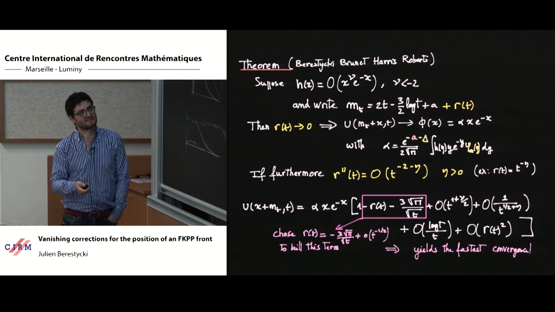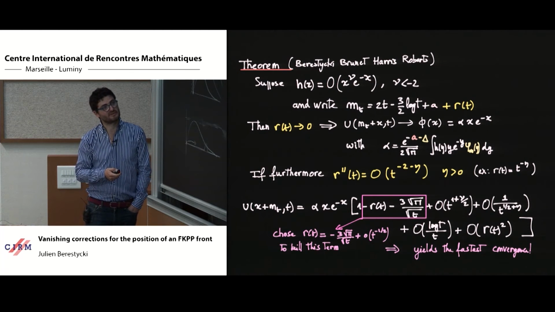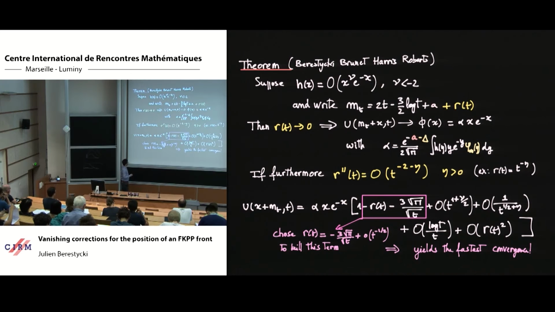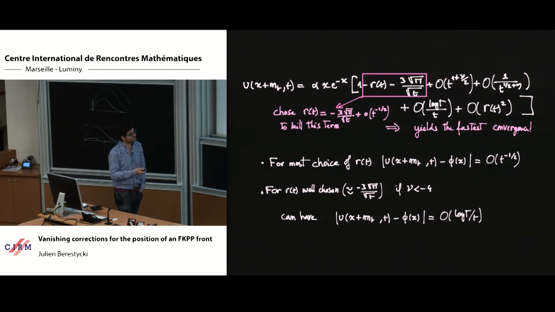So if you want to cancel this term, what you need to do is choose RT to be minus 3 root pi over root t plus smaller order terms. And if you do that, you kill this term and you just have the rest here. So the upshot here is that choosing RT exactly as Ebert and Van Saarloos predict is the choice which yields the fastest convergence.